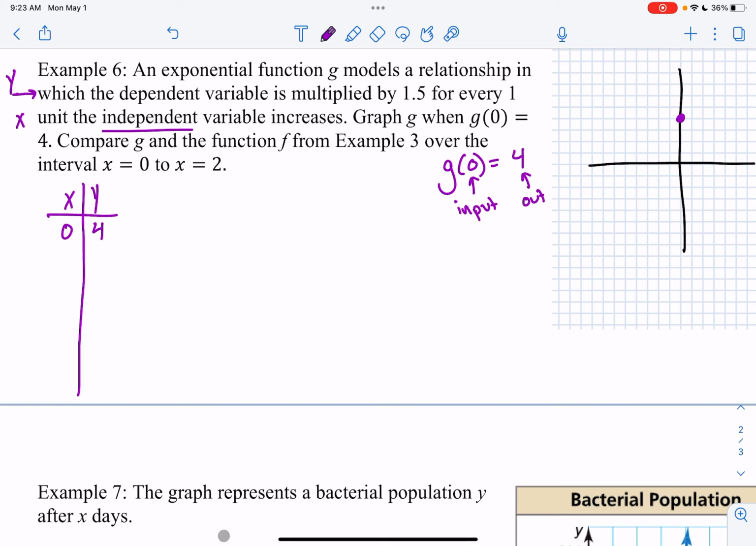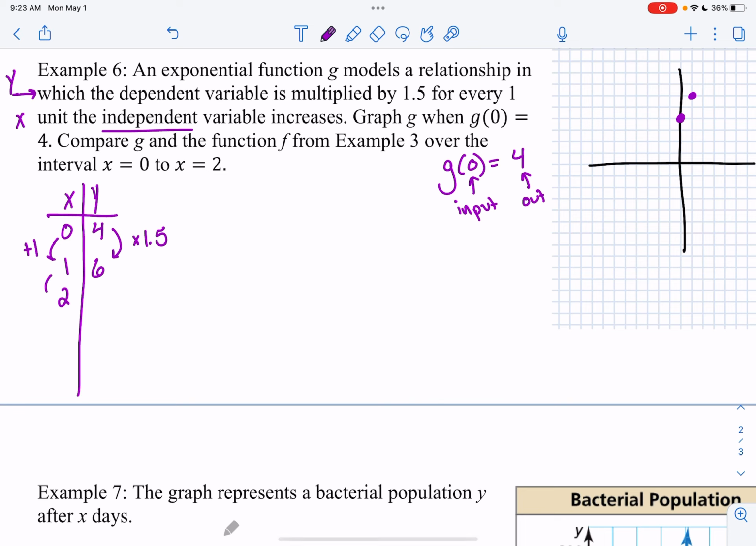But it says the dependent variable, so the y, is multiplied by 1.5. So to go from this one to the next one, I need to multiply by 1.5 for every 1 unit the independent variable increases. So if this goes to 1, that next one would come from 4 times 1.5. Well, 4 times 1.5 is 6. So I already have my new point: 1, 6.